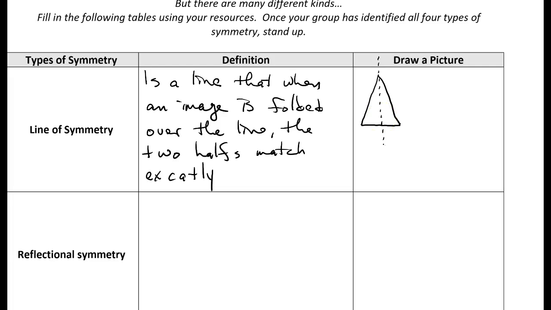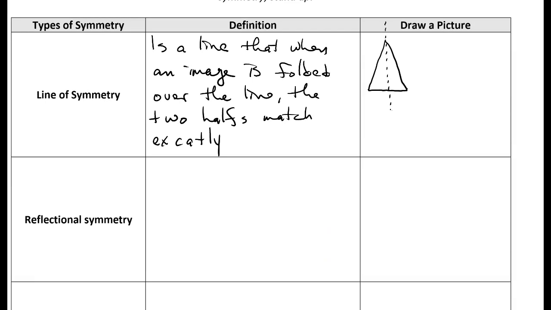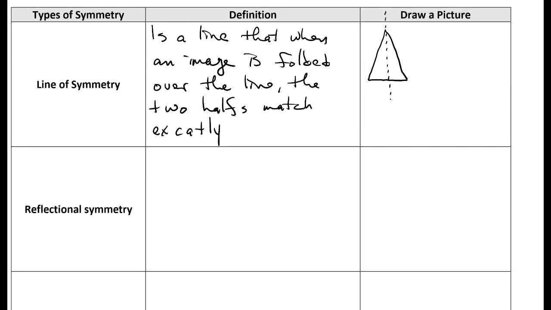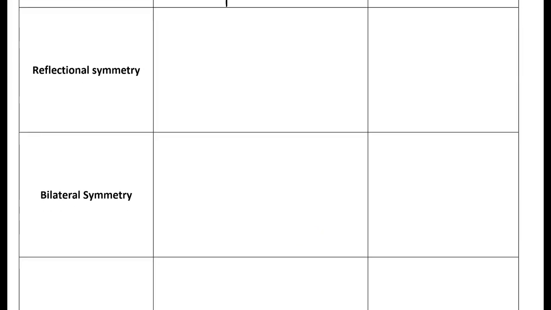All right, so why don't you go ahead and pause the video and see if you can draw a different picture that has a line of symmetry, and go ahead and draw that line of symmetry in. All right, next we have reflectional symmetry. So sometimes we'll call this mirror symmetry.